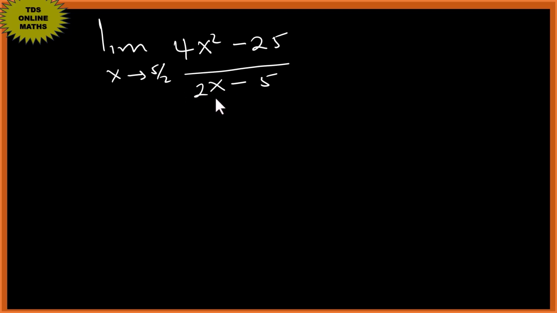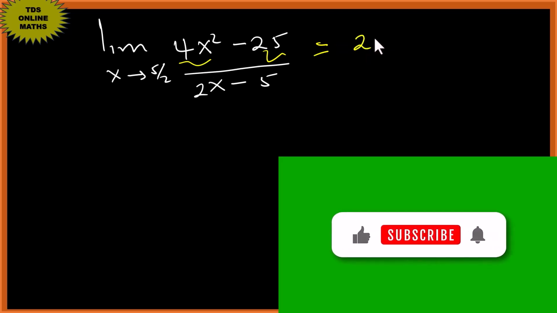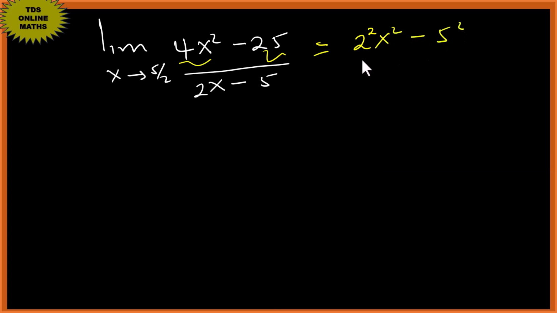So if I plug in 5 on 2 here, this side will be 5 minus 5, which means the expression will be undefined here. So let's reduce this. Let's adjust this, because we can get a difference of two squares here. So we can say (2x) squared, minus 5 squared, on 2x minus 5.